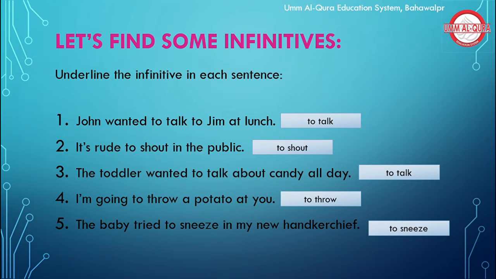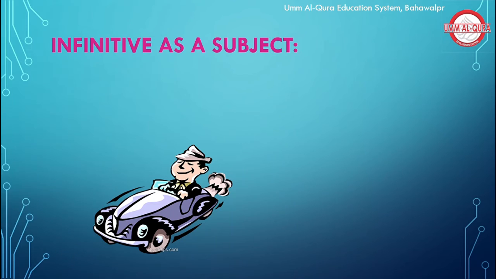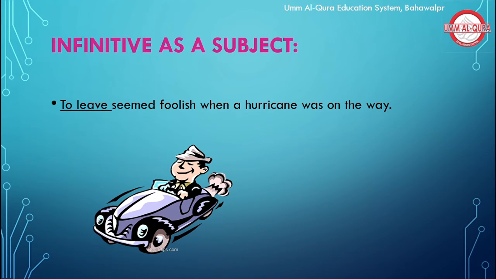If you recall, we just read that it works as subject, direct object, subject complement, adjective and adverb. How? We will start with infinitive as a subject. For it, there is an example: To leave seemed foolish when a hurricane was on the way.